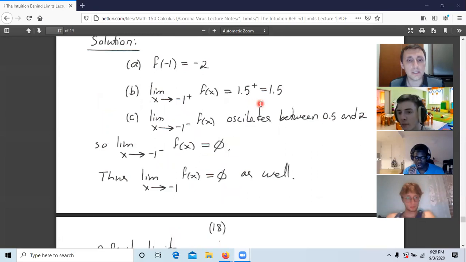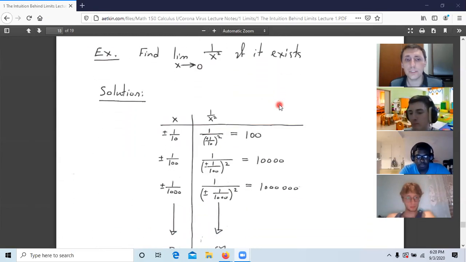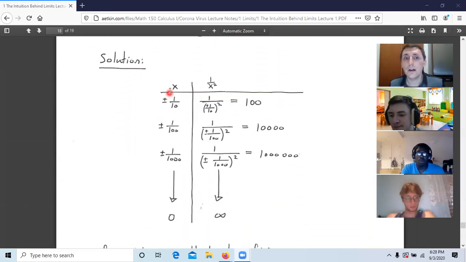Right. So for this I will construct a table just to show you what happens. So we have x, and 1 over x squared is our function. It doesn't matter if I plug plus or minus 1 over 10, because when I square it, negative or positive numbers squared are positive, correct?